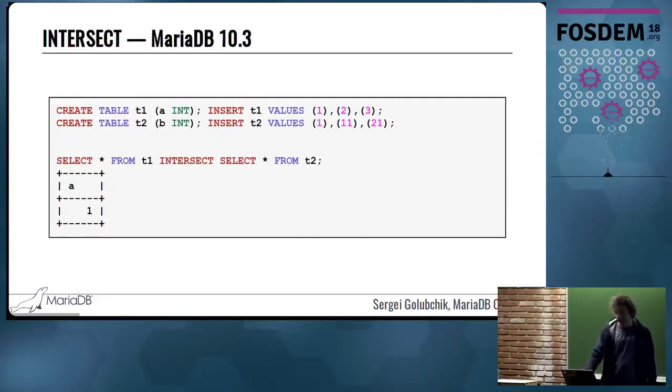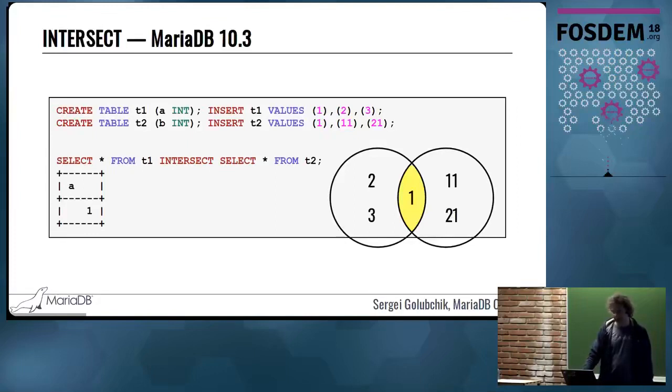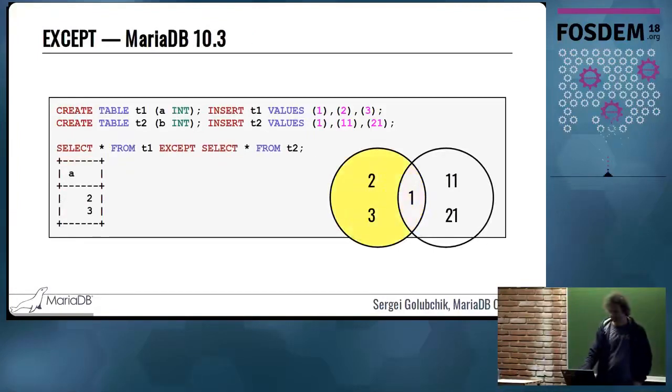and they were intersect. Intersect will show only rows that are present in both selects, and if you will draw circles like in kindergarten, which are called Venn diagrams, then you will see that, yes, only the intersection of those two circles will be present in the final result set. And except, which will show only rows that are present in the first select, but not present in the second select. They are both part in MariaDB 10.3.